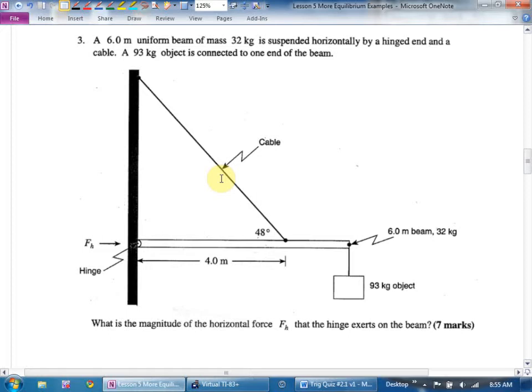Now the real answer here is I can't find the force on the hinge directly. I think what I'll try and find is its horizontal component and its vertical component. I'll add those together tip to tail and find a resultant, but to do that, I have to do a lot of torques. And you can see 7 marks.